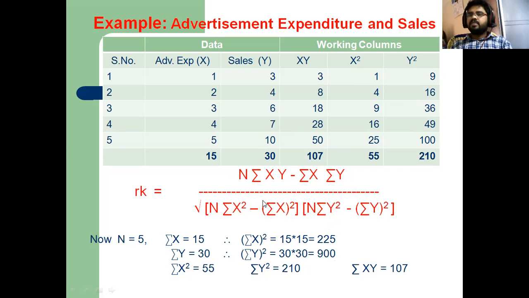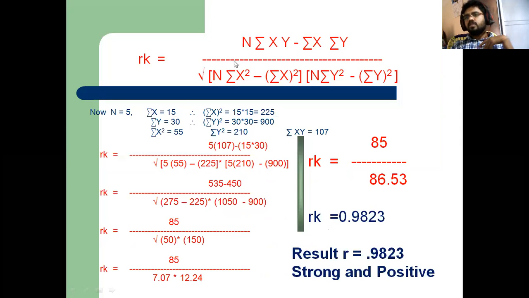RK value. See next slide. This is the equation. So I'm going to substitute these values. See, RK is equal to, n is nothing but 5. Then sum of xy is 107. 5 into 107 minus, as it is, sum of x is 15, into sum of y, 15 into 30. Then divide by under root.